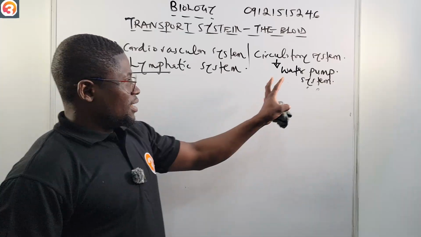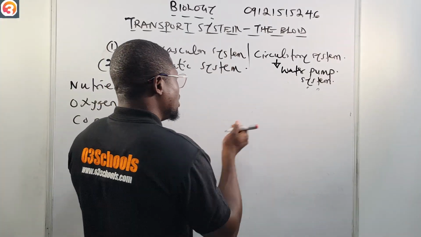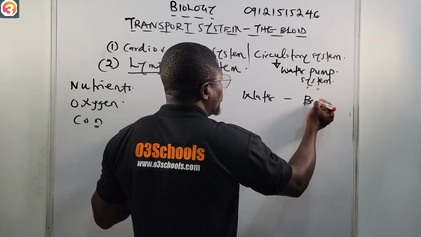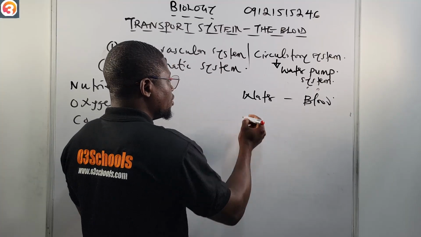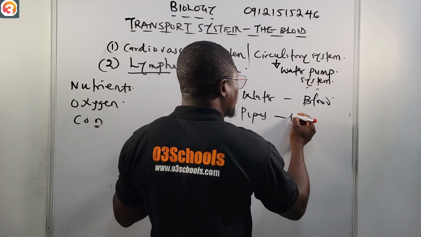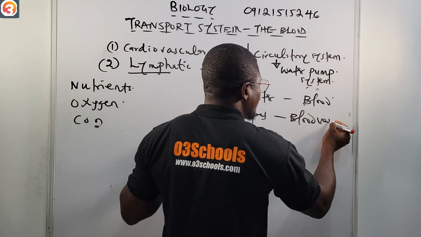So let's say you have seen a water pump system. In a water pump system, we have water, which is your blood. In the circulatory system, we have pipes. These pipes are your blood vessels. Your blood vessels, that is the second part.